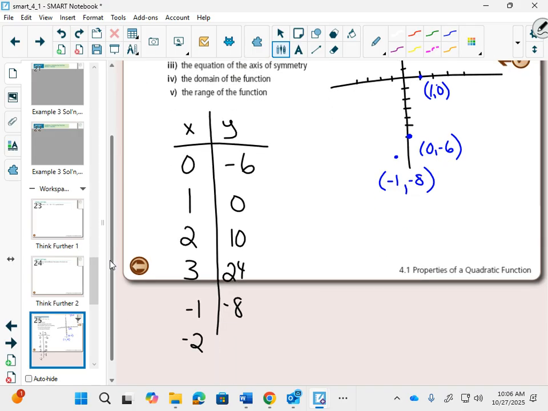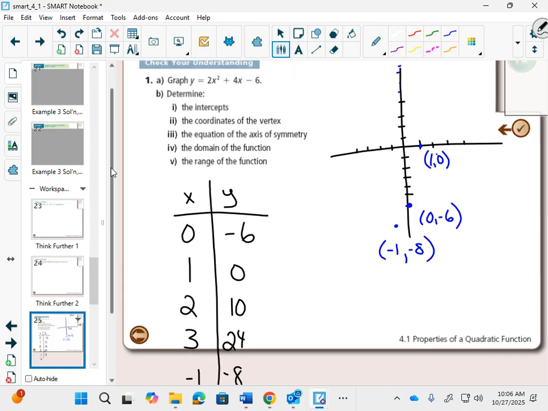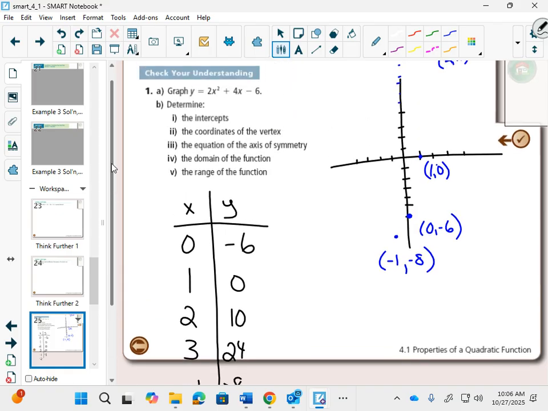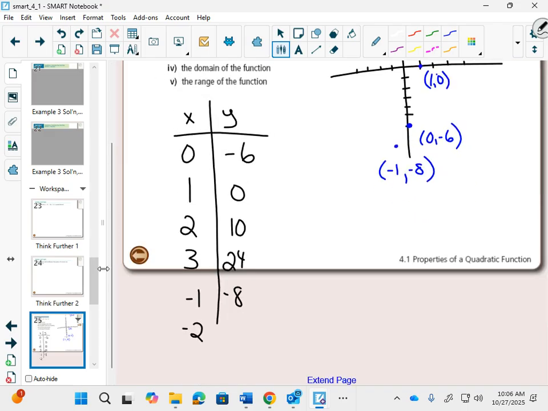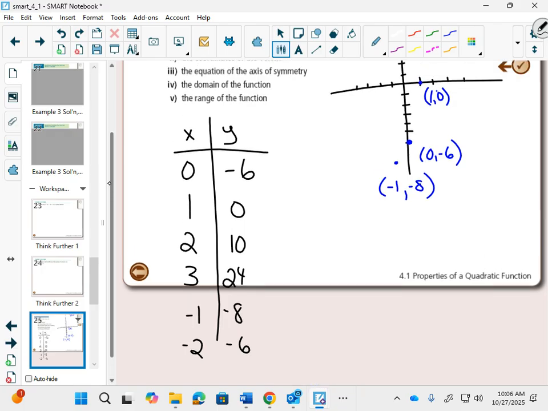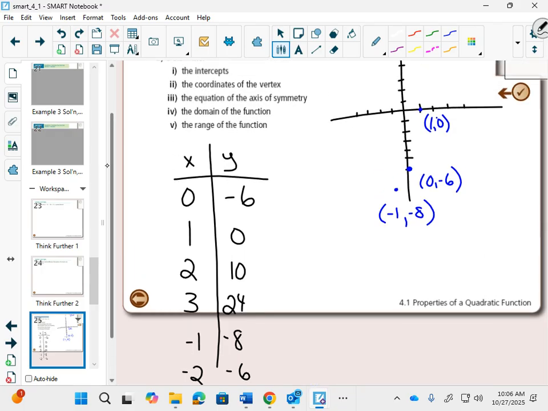We'll try -2. -2 squared would be 4. 4 times 2 is 8. 4 times -2 would be -8. 8 plus -8 would be 0. Minus 6 will be -6. And for the first time, I'm going to get excited here because I have just found my symmetry.